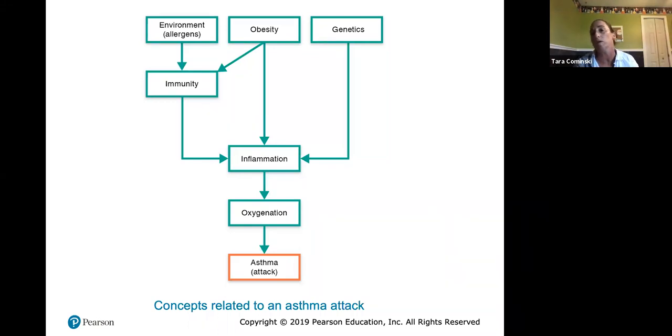If you think about autoimmune diseases in general, there are many different ones, again influenced by genetics, influenced by obesity, influenced by all these same things.